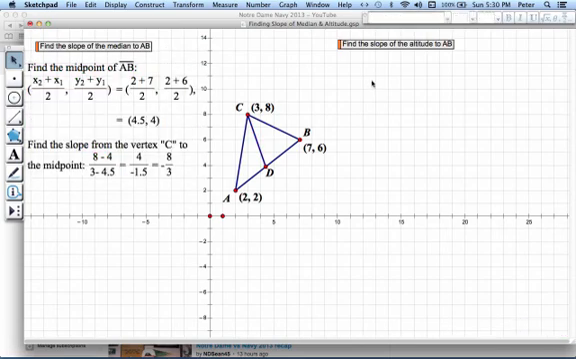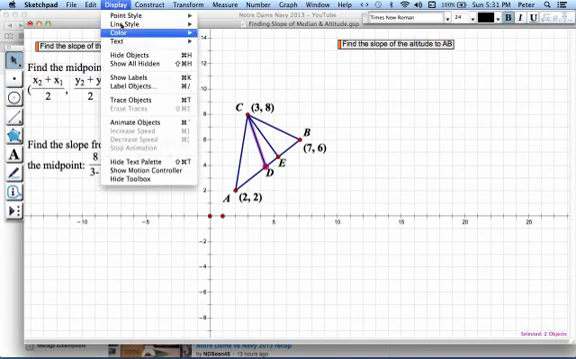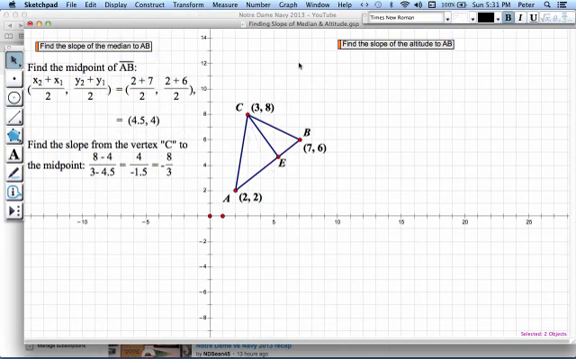Now how do we define the slope of the altitude to AB? Well, think about it. The altitude to AB is going to be perpendicular. So it's going to hit somewhere farther along and meet it at right angles. So let's first hide the median. And then take a look at what must be this altitude.